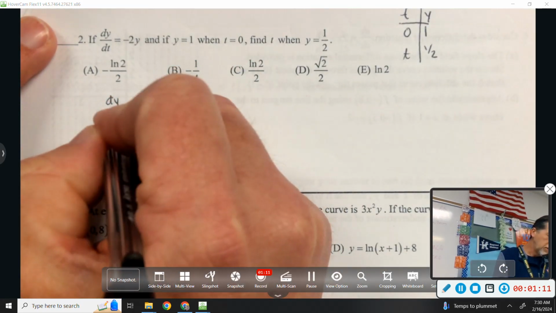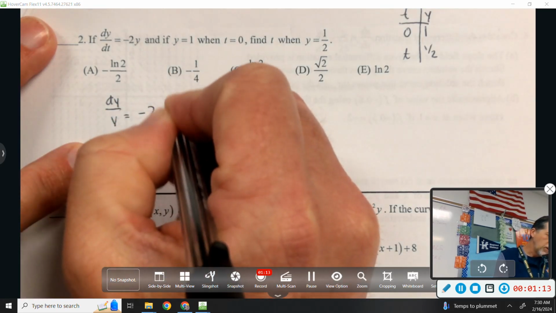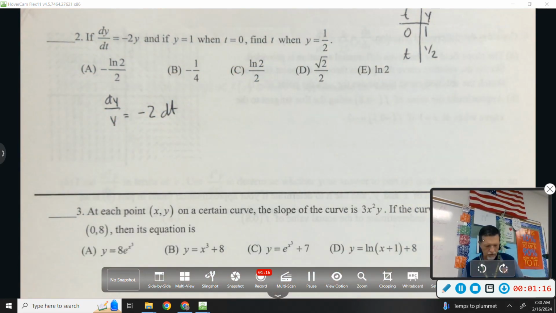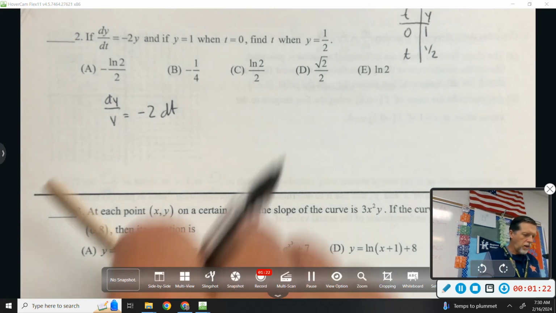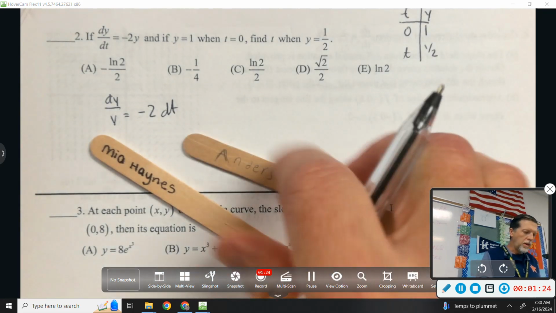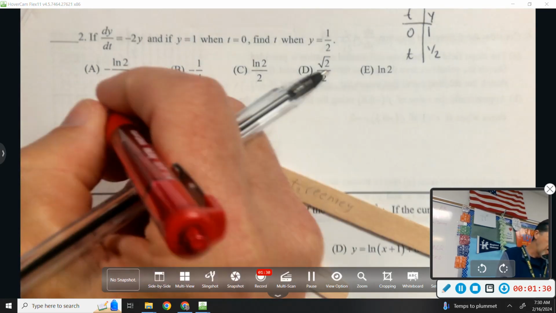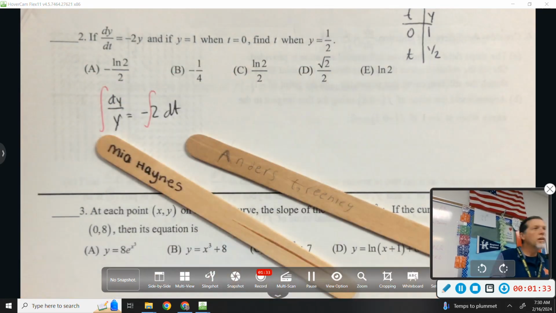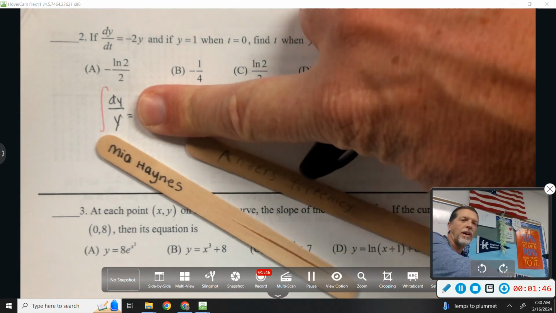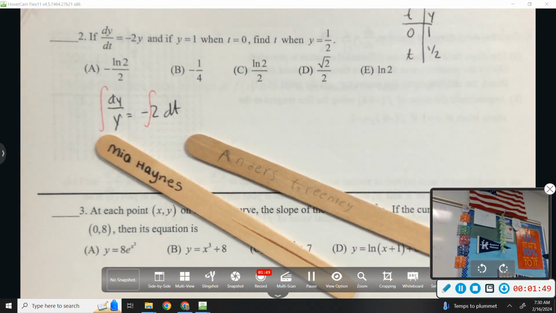Separate variables, so dy over y equals negative 2 dt. I feel like we've done so many of these, I don't mind picking on people for help. So Mia, how about the left-hand side? When it's time to integrate dy over y, what do I get? Wait, we're looking at the left-hand side. I don't worry about the right. So just the antiderivative of dy over y.